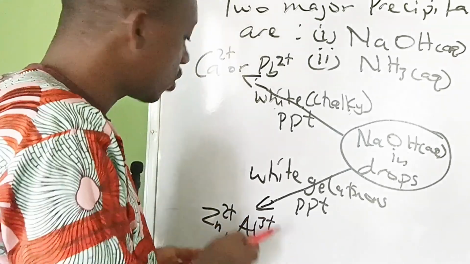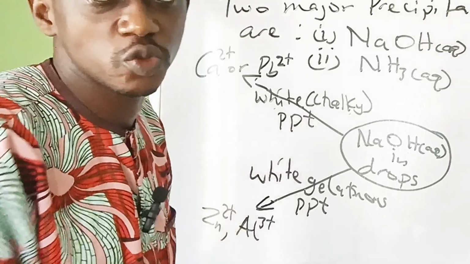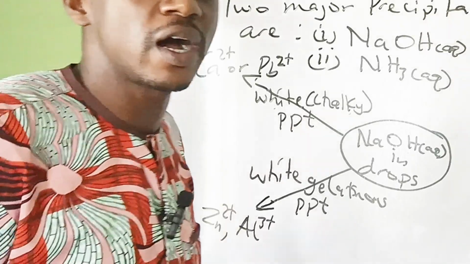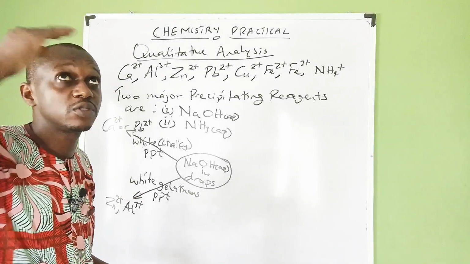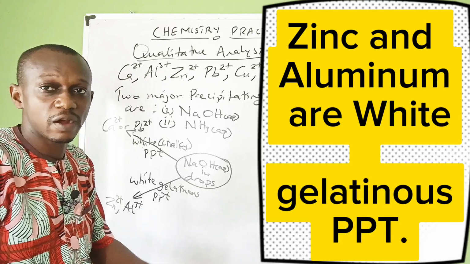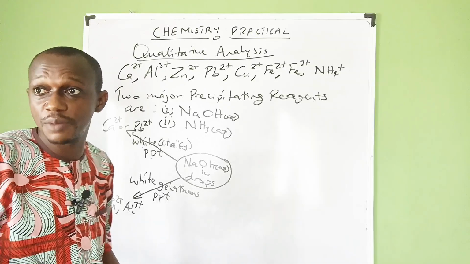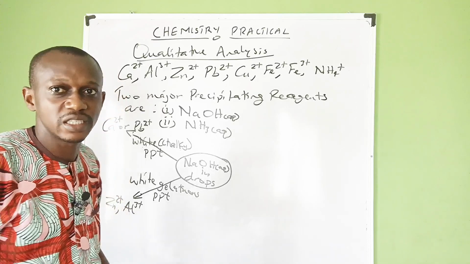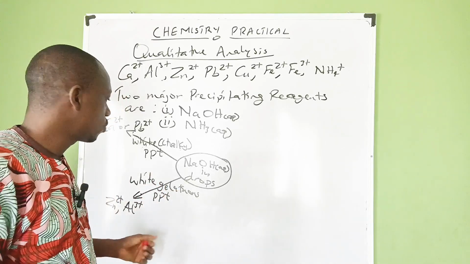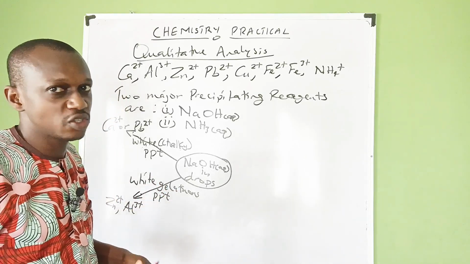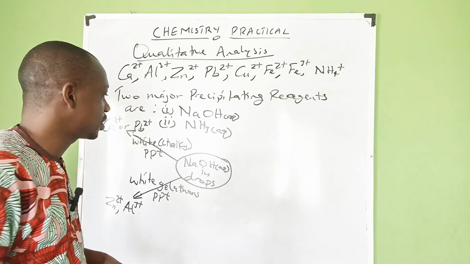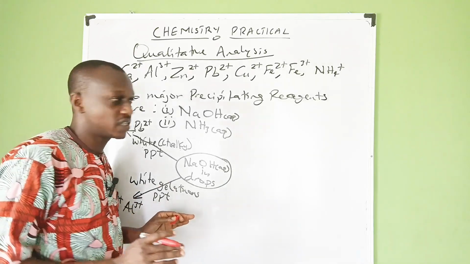I always remember this because zinc and aluminium are used for what we use at home for our household materials. Zinc can be used in making roofing sheets and the basin that we wash our hands in the kitchen. So zinc and aluminium can be used to make window blindings. So zinc and aluminium will form a white gelatinous precipitate. That's another thing over there.